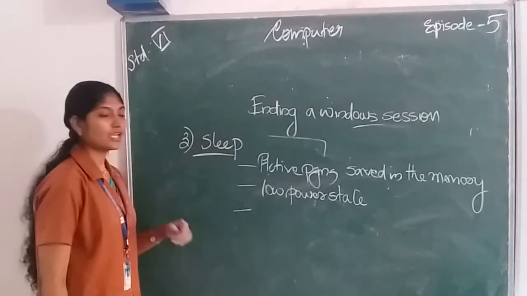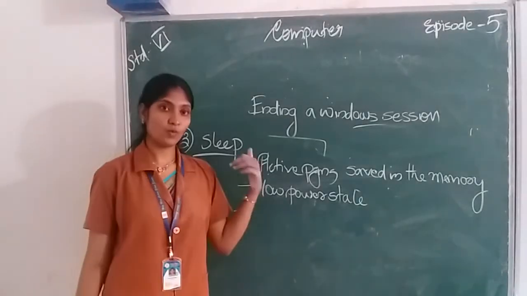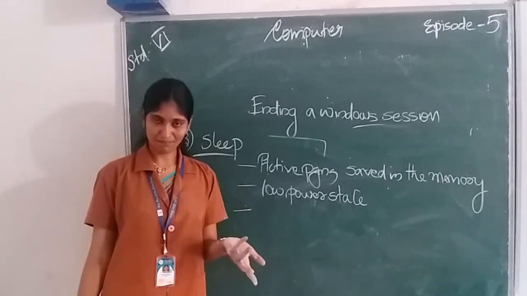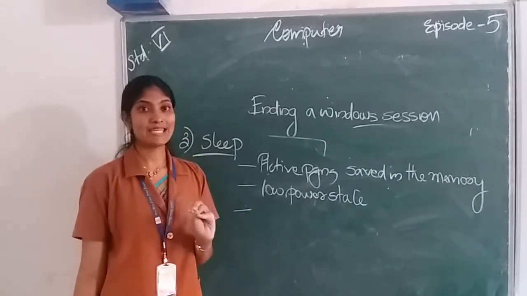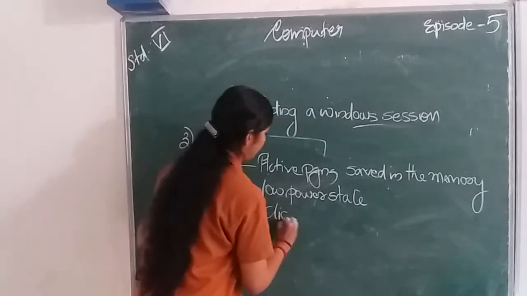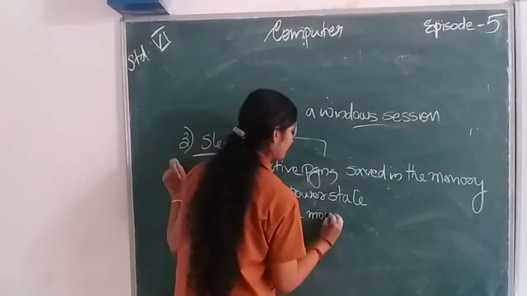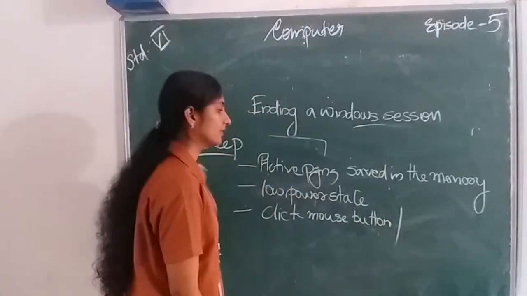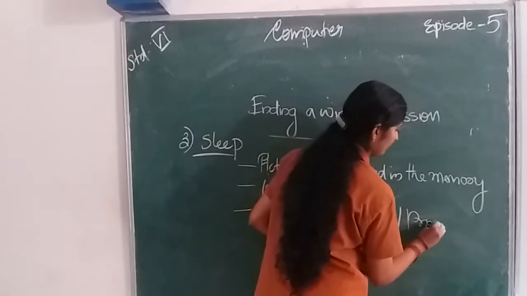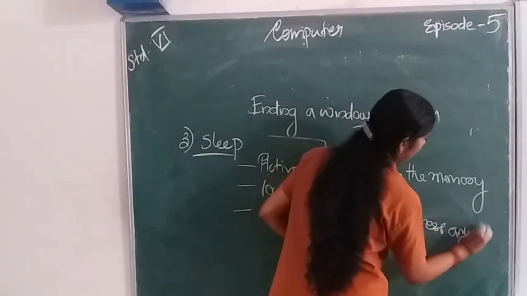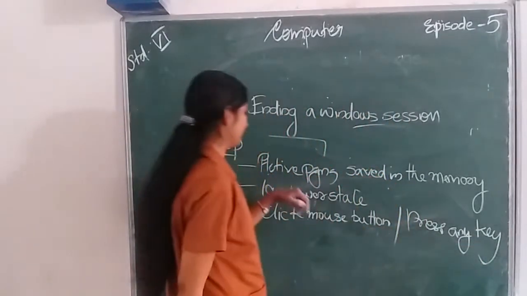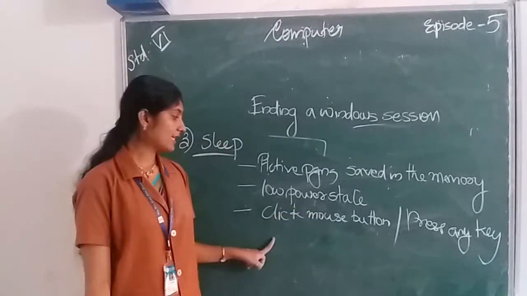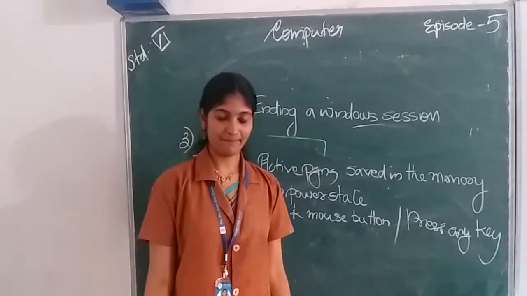Then if you want to wake up the computer, just click the mouse button or press any key on the keyboard. So that is the third one. Active programs are saved in the memory, low power state, click the mouse button or press any key.